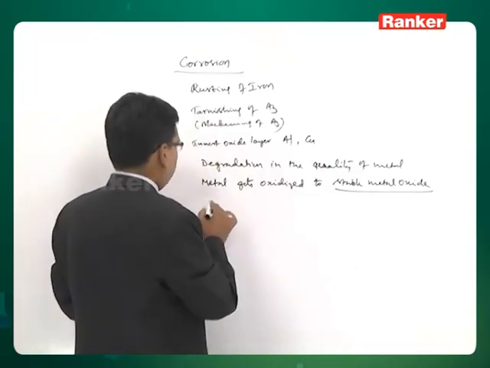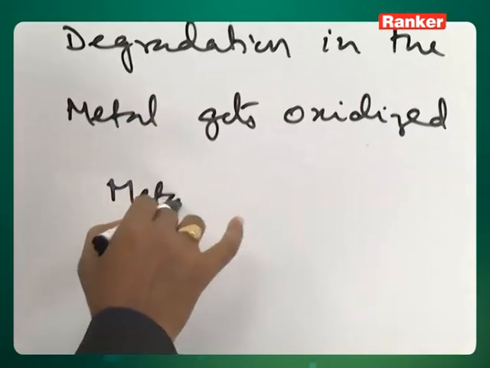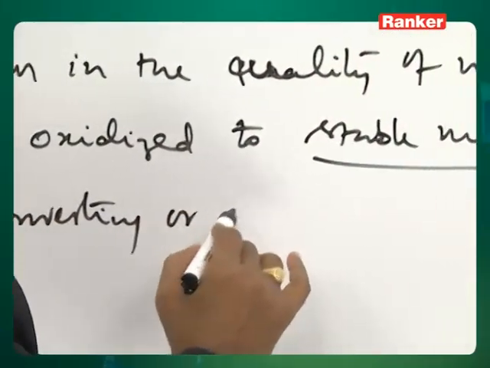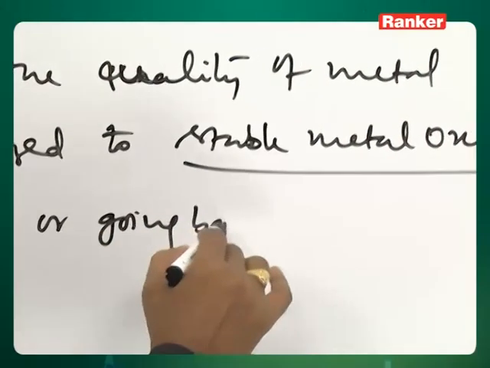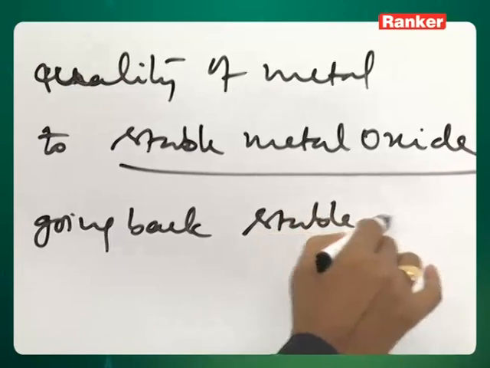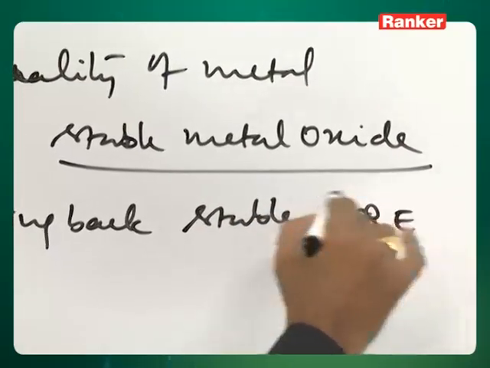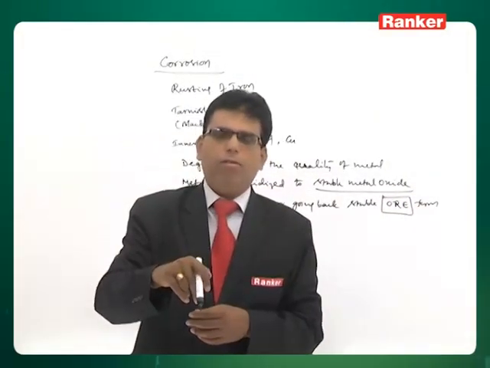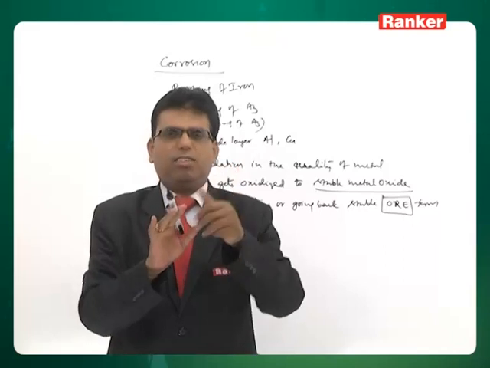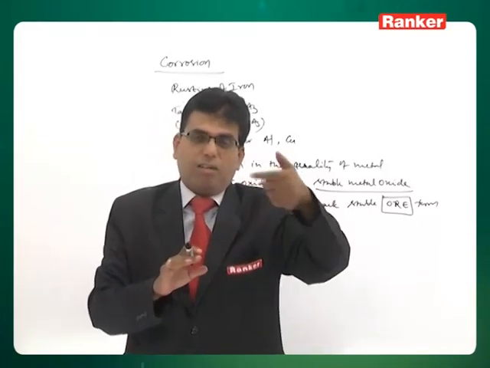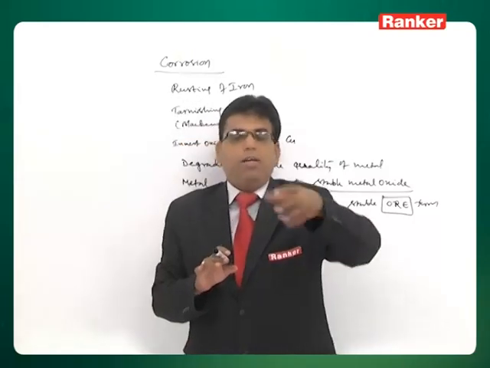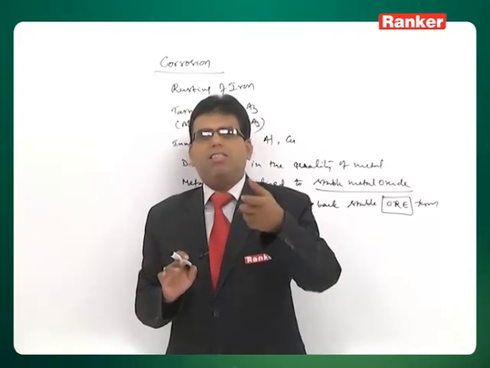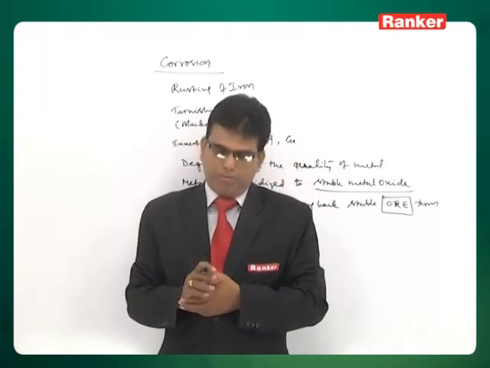So basically here the metal is converting, or going back, to stable ore form. Actually we extract metal from ore. So why does metal exist in the combined state? Because that oxide or sulphide or carbonate or bicarbonate, whatever we have in the ore, is actually more stable than the metal. So most metals exist in the combined state as oxides or sulphides or carbonate ores.